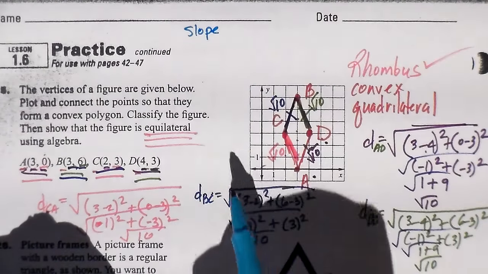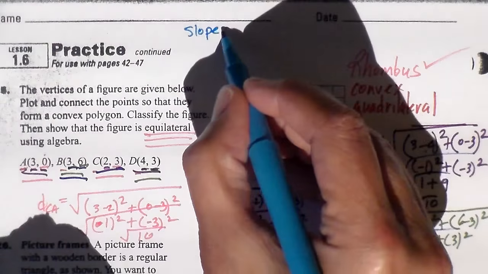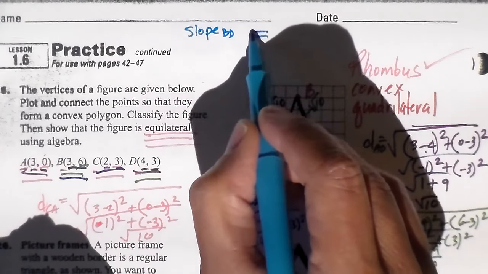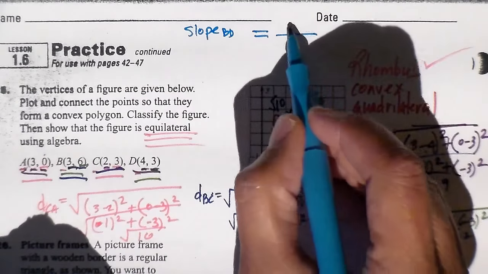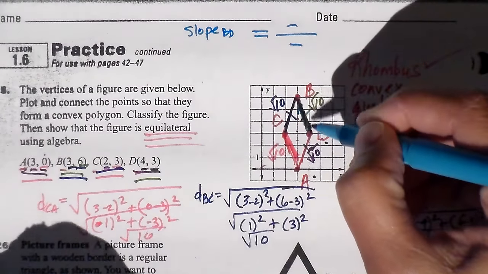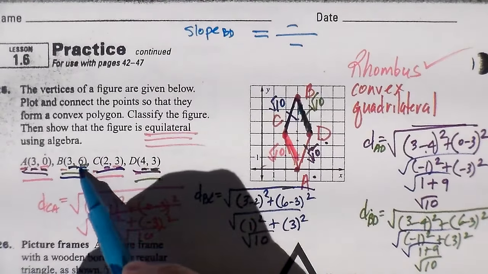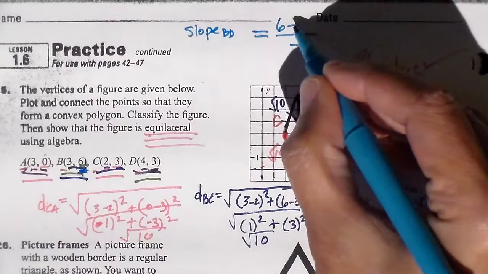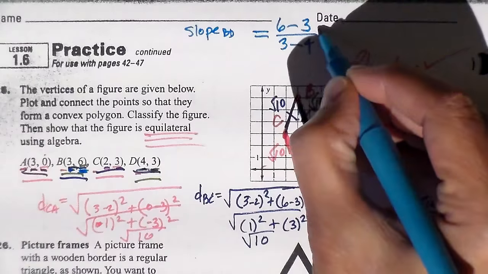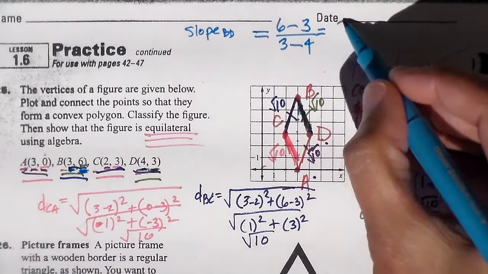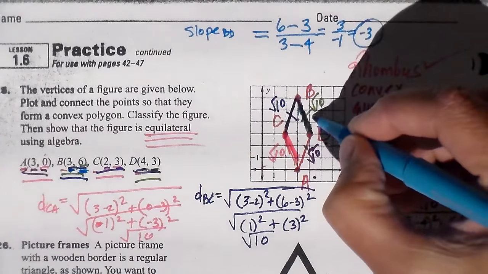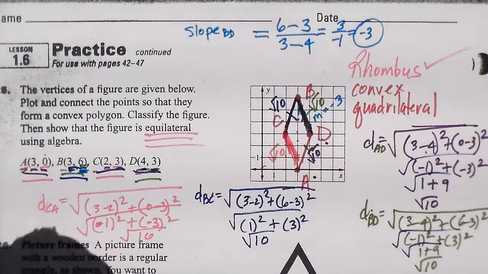I'm going to do the slope first of all for, let's do BD. Slope for BD. Okay, if you remember the slope formula, it's change in y over change in x. Y minus y over x minus x. So find the slope of BD, this one right here. So I'm going to look at B and D. My y coordinates for B and D are 6 and 3. My x coordinates are 3 and 4. So the slope of BD is 3 over negative 1, which is just negative 3. So the slope of this one is negative 3. We use m to indicate slope.